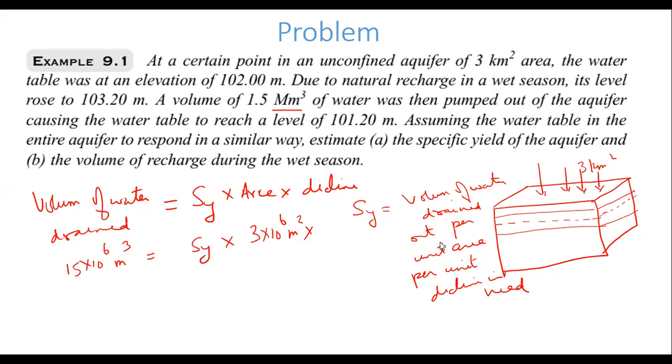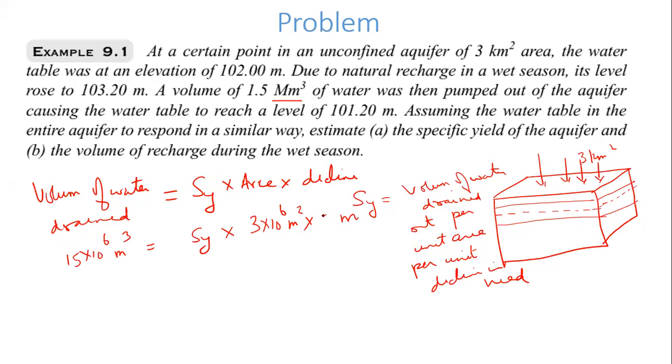Okay. So this will be 2 meters. Can you quickly solve for specific yield? What do you get? Yes, so the volume should be 1.5 into 10 to the power 6, right? Oh, I'm sorry, I wrote 15. It's 1.5 into 10 power 6. So 10 power 6 goes out, and it will be 1.5 divided by 6. What is it? 0.25. All right, so the specific yield is 0.25.